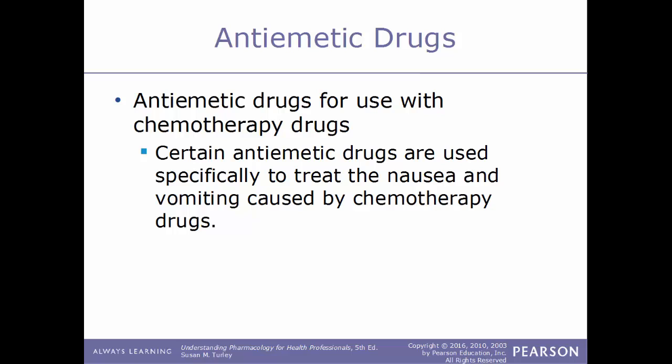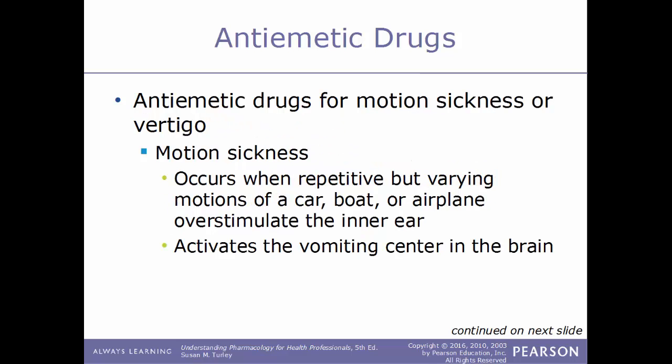Now, there are some antiemetic drugs that are specifically used to treat the nausea and vomiting that are caused by chemotherapy drugs, because that is a common side effect of chemotherapy. You can also have antiemetic drugs that are specifically for vertigo or motion sickness. Now, motion sickness is when you have a repetitive but varying motion of a car or a boat or an airplane that overstimulates the inner ear. And this will end up activating the vomiting center within the brain.